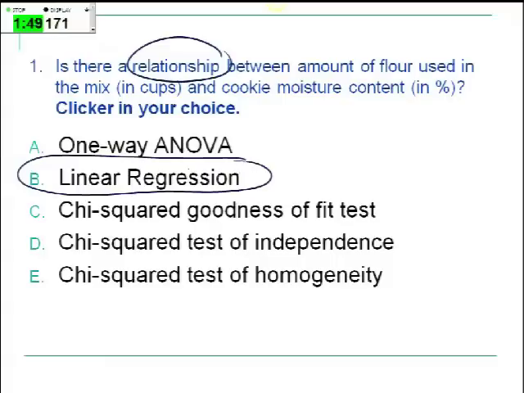Linear regression. I would first want to make a scatter plot. How much flour? Moisture content would probably be your dependent variable. The moisture depends on the amount of flour going in the mix. And see if I could do a linear model so that I could then estimate the percent moisture for any amount of flour I end up putting in.